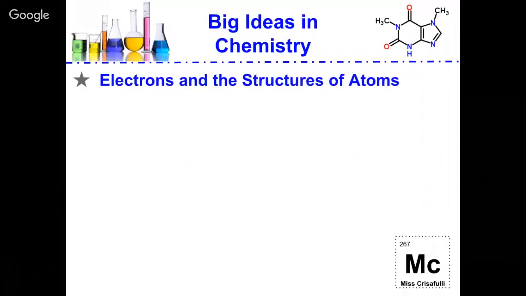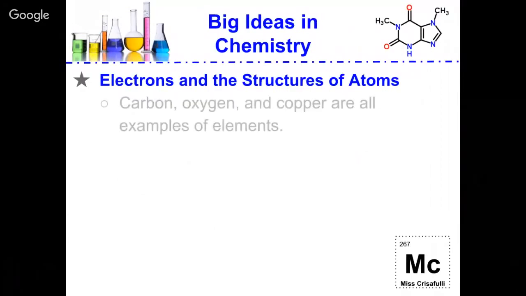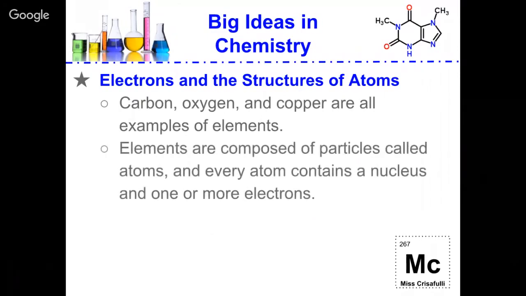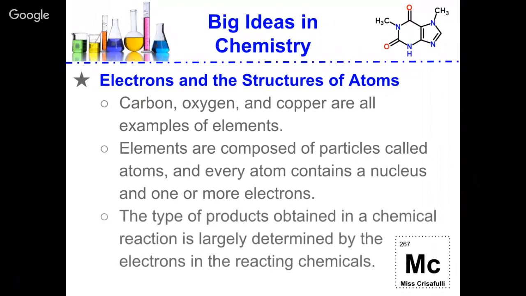Electrons and structures of atoms is the second big idea. Carbon, oxygen, and copper are all examples of elements, so you might be familiar with these. And elements are composed of particles called atoms, and every atom contains a nucleus and 1 or more electrons. And the type of products obtained in a chemical reaction is largely determined by the electrons in the reacting chemicals. All of these things we're going to discuss in great detail.